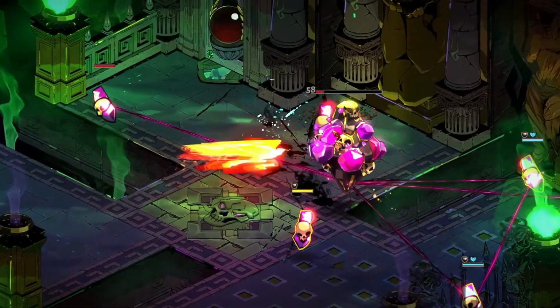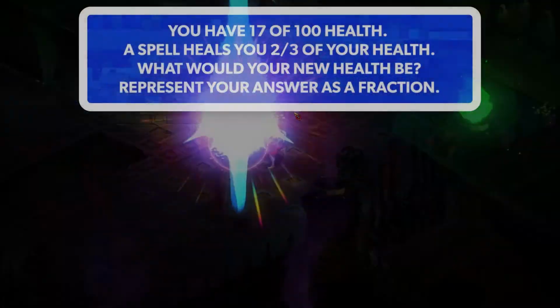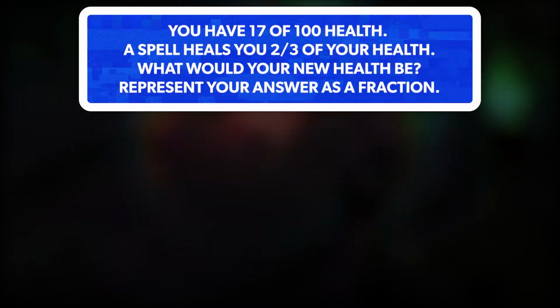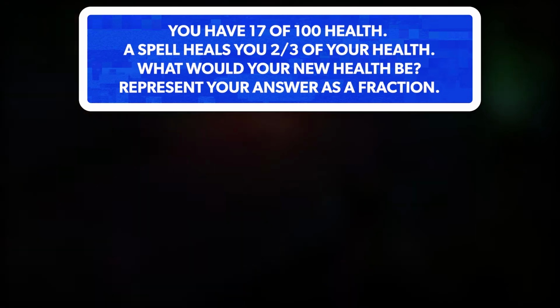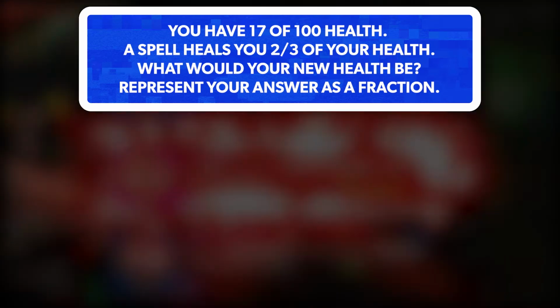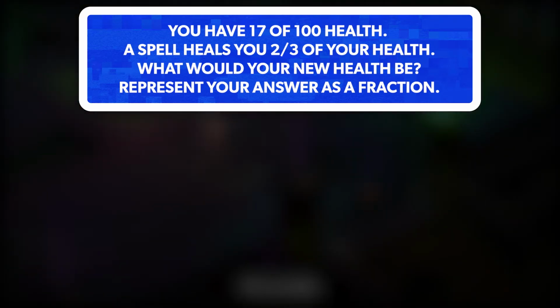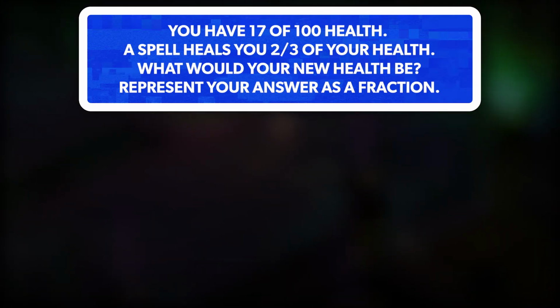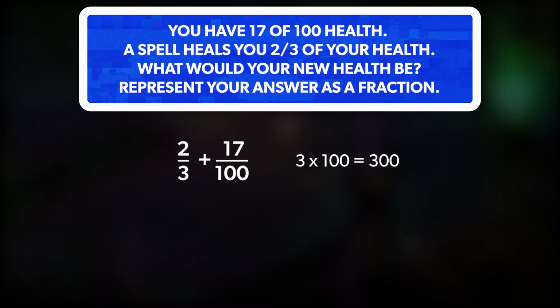In Hades, you have 17/100 health. You use a spell that heals you 2/3 of your health. What will your new health be? Represent your answer as a fraction. Again here, 3 does not multiply into 100. So let's multiply them together to find a common multiple. 3 times 100 is 300.